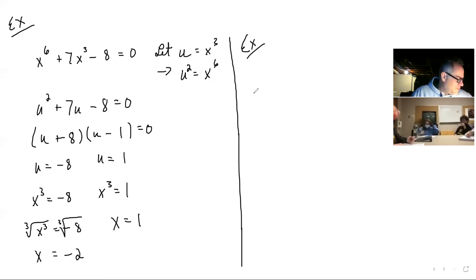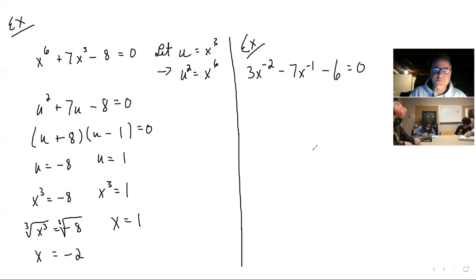So I've got 3x to the negative second minus 7x to the negative first minus 6 equals 0. All right. So definitely different powers this time. And again, it could be solved just by outright factoring without using substitution. But we want to use the substitution method as we want to write this as a quadratic.